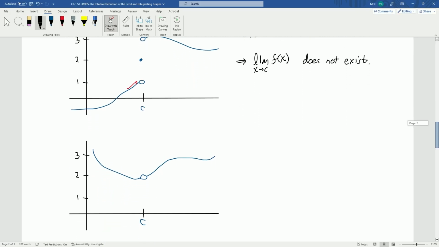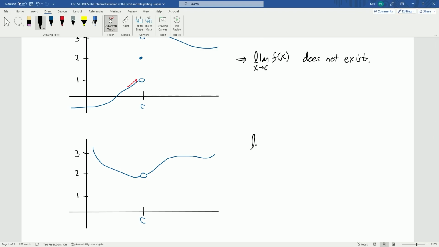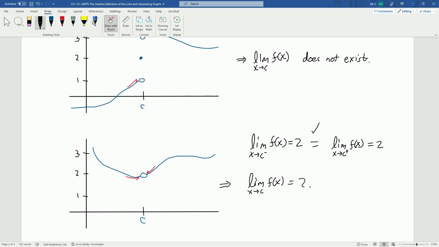All right, now for this next example, we'll do the same thing. We'll take the limit as x approaches c from the left of the function. We will trace along the graph, and we say, oh, the y value that I'm approaching from the left, hey, what is that? That's 2. And when I take the limit as x approaches c from the right, oh, what's that? Oh, it's also approaching the y value of 2. So these two things are equal. So that implies that the limit exists, and we say that this limit equals 2.